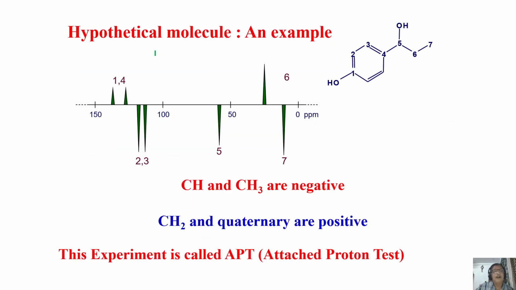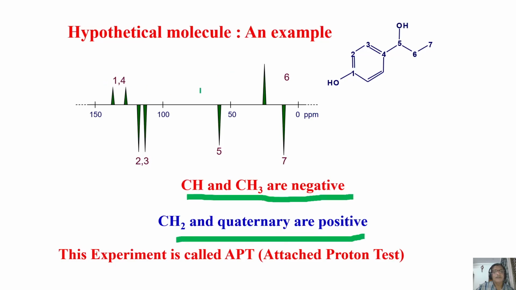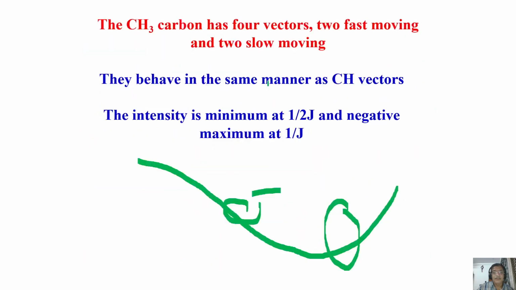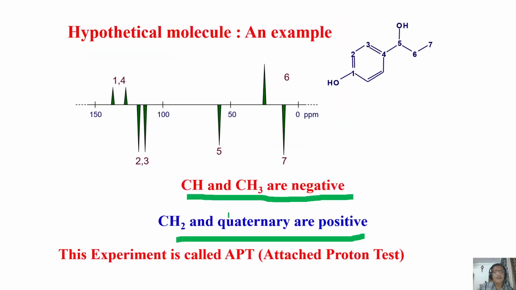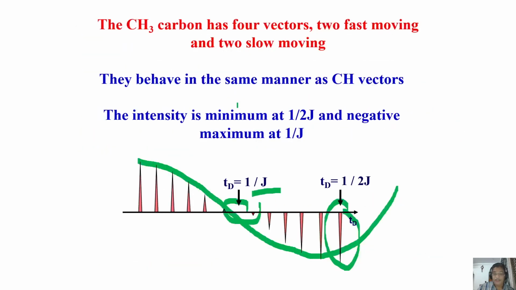Now, in this example, what did we understand? Take an example. I do that experiment, spin echo carbon 13. Now, if I keep on varying the tau delay as a function of J, what happens is CH and CH3 are negative and CH2 and quaternary are always positive for a particular value of J. You can find out what happens here. At 1 over J, this is 0, at 1 over 2J, this is negative. We will consider only the signal which is positive or negative, not the 0 component.